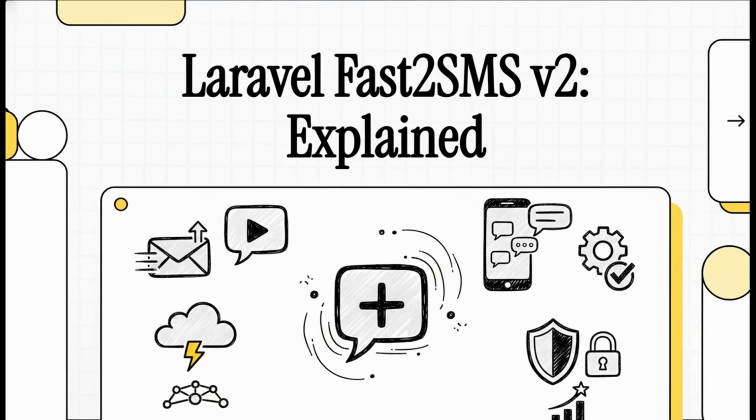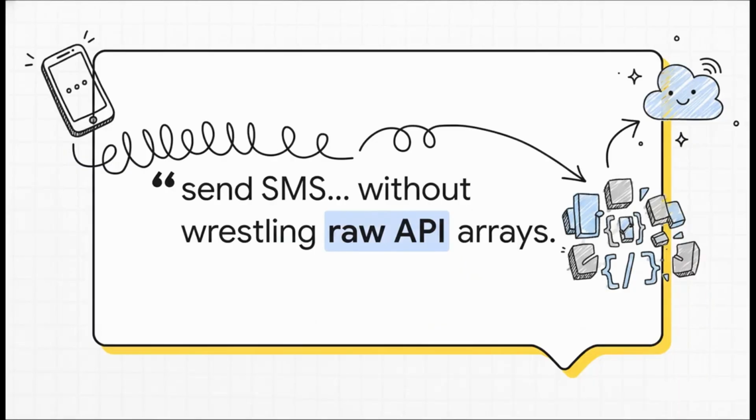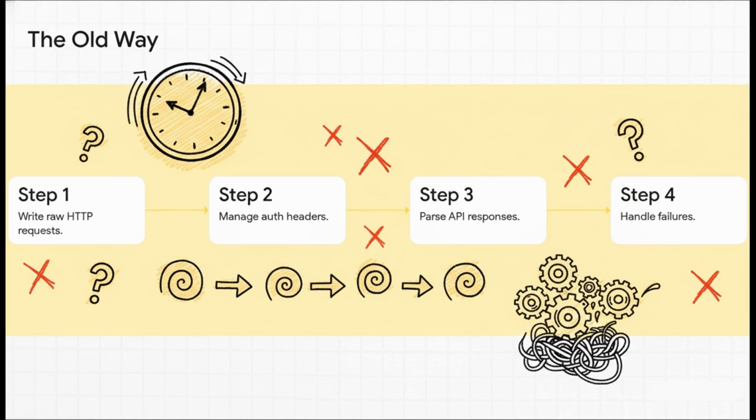Okay, let's jump right in and explore the brand new Laravel Fast2SMS v2 package. Sound familiar? If you've ever wrestled with a raw messaging API, this one's for you. Yeah, this old way is just a mess of boilerplate. It's tedious and a recipe for bugs.